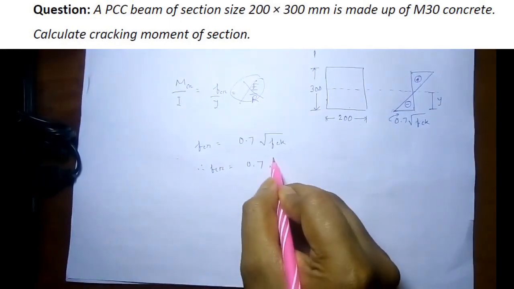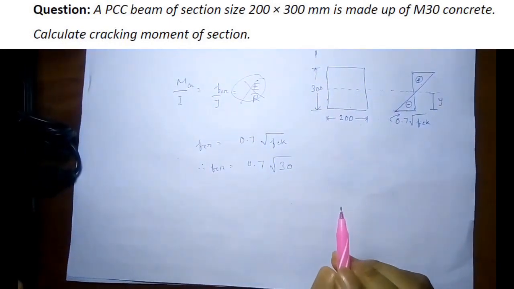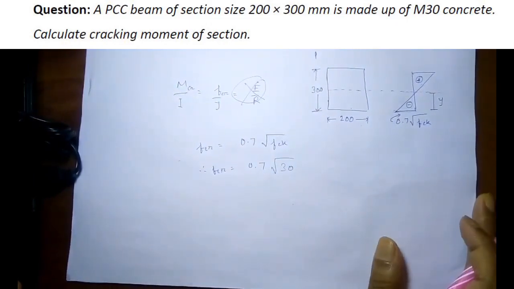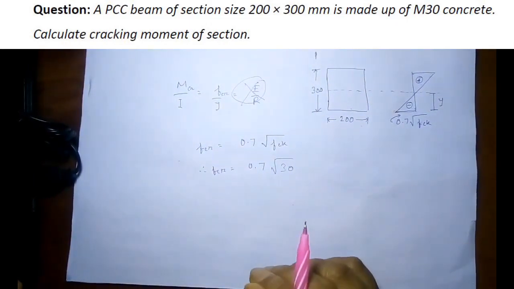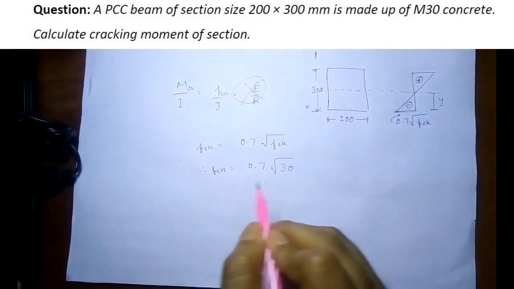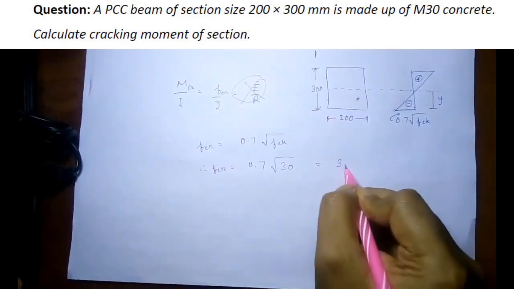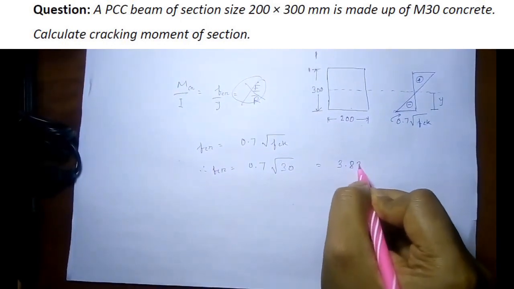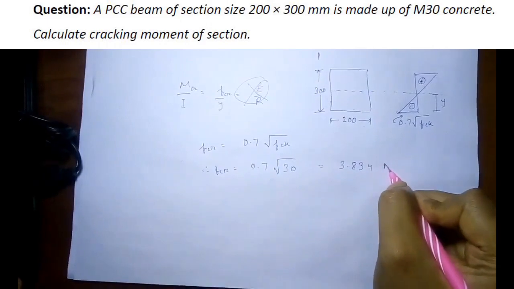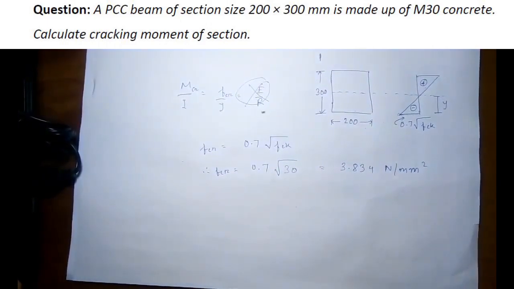So fcr will be equal to 0.7 root 30, as in the question we are given that it is M30 concrete, and therefore fck will be equal to 30. That is our characteristic compressive strength, and on calculating this, fcr comes out to be 3.834 Newton per mm square. So this is our cracking stress fcr.